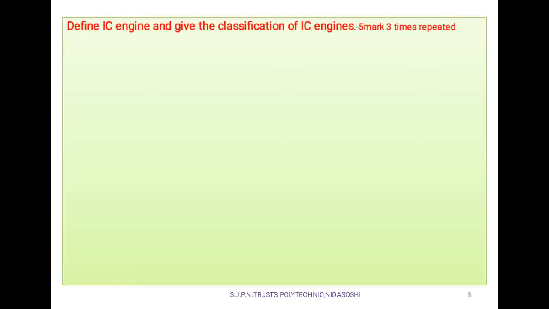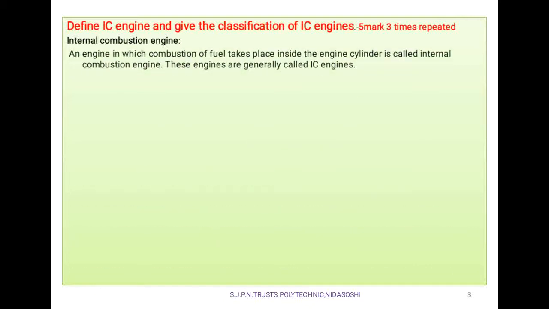Generally the engines are classified as external combustion engine and internal combustion engine. External combustion engine means the combustion takes place outside the engine cylinder. Internal combustion engine means the combustion of fuel takes place inside the engine cylinder. That is called internal combustion engine, generally referred to as IC engine. Examples for IC engine are petrol engine, diesel engine, gas engine, etc.